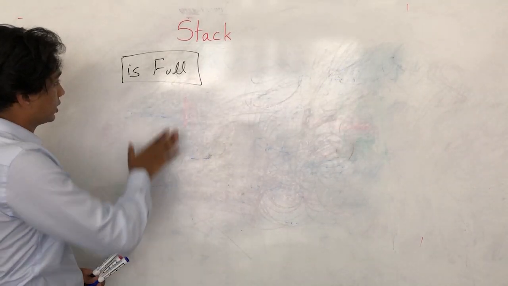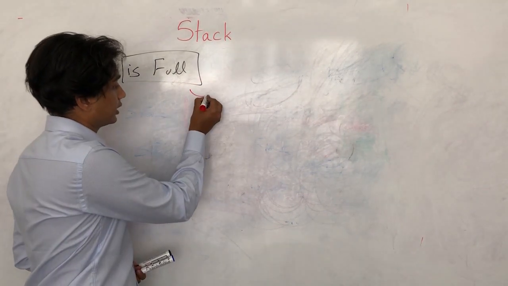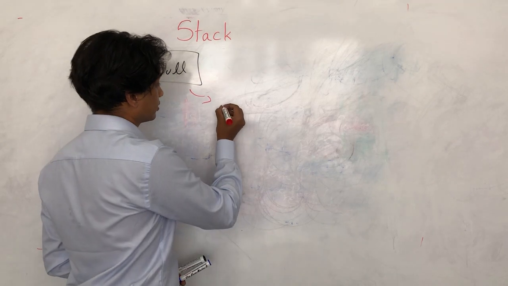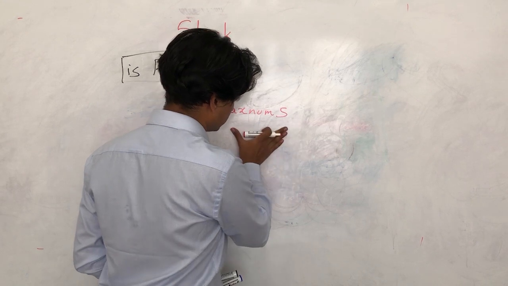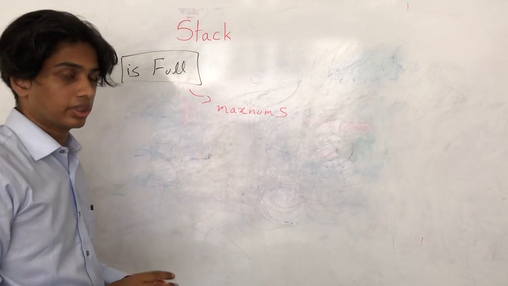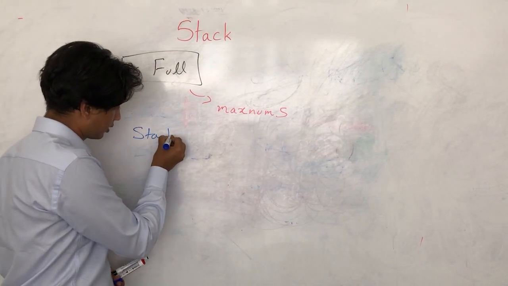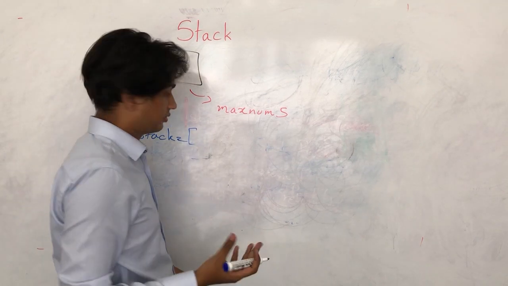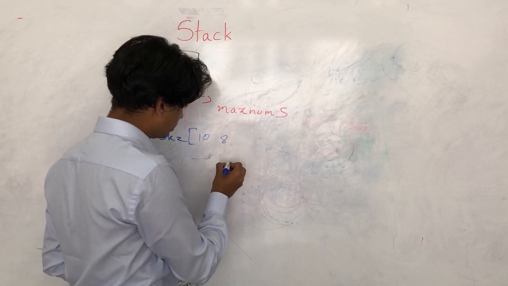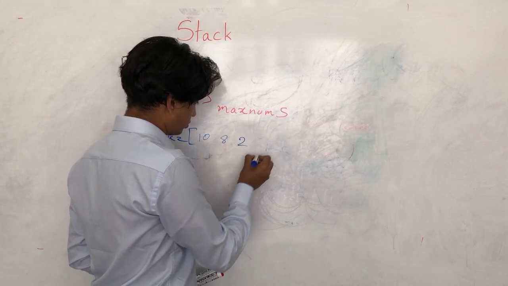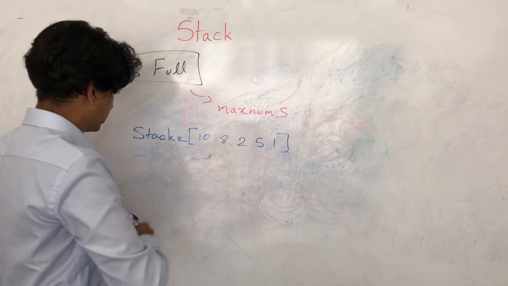Next, I am going to talk about the isFull method. In order to use this method, we have to set a maximum number of elements for our stack. I'm going to use a 5-element stack to teach you guys this. So I would have to alter my stack to have 5 elements, let's say 10, 8, 2, 5 and 1. This will be my current stack.